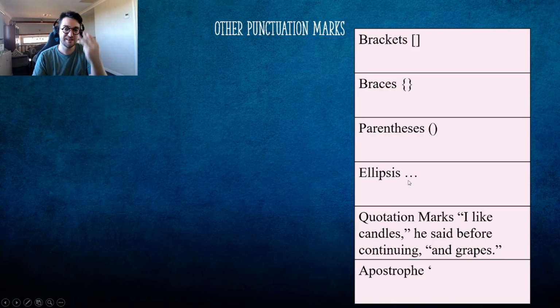Ellipses, it's only 3 dots. 3 dots and 3 dots alone. Do not add like 7 dots. It doesn't make any sense. That is 1 punctuation mark, the ellipses.